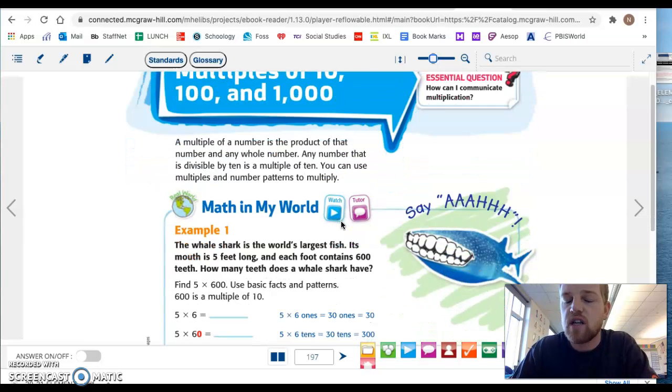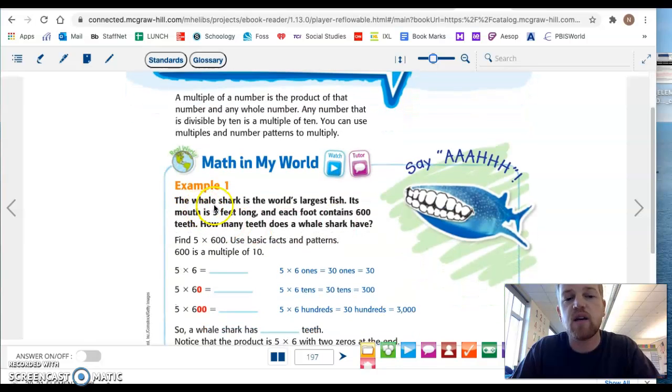All right, so we're going to go ahead and take a look at example 1 here. Example 1 tells us that the whale shark is the world's largest fish. Its mouth is 5 feet long, and each foot contains 600 teeth. How many teeth does a whale shark have?